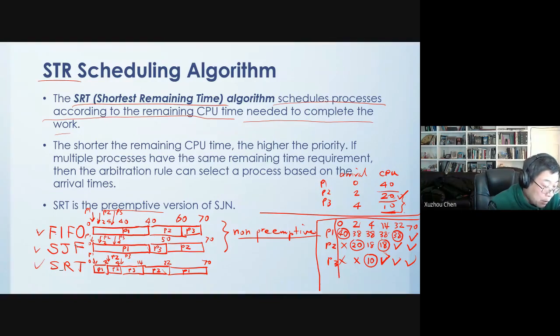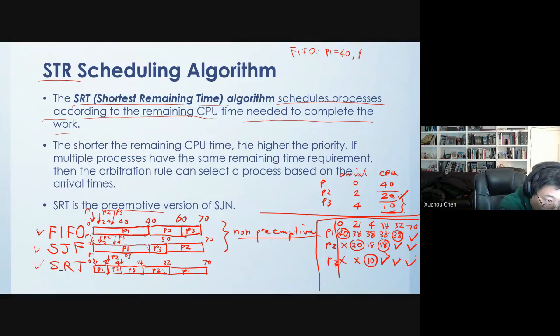So in order to calculate the average, we need to calculate each individual process. What's the CPU time for each individual process? So in that case, you will find out, let's say for FIFO, P1 is going to take a total of 40, right? From the start of P1 to the end of P1, it's 40.